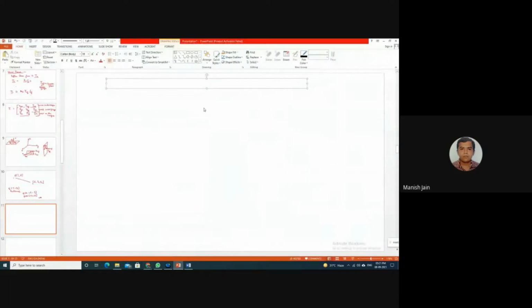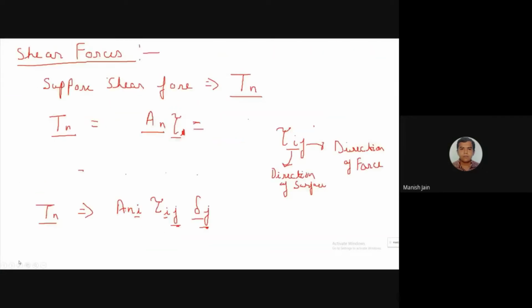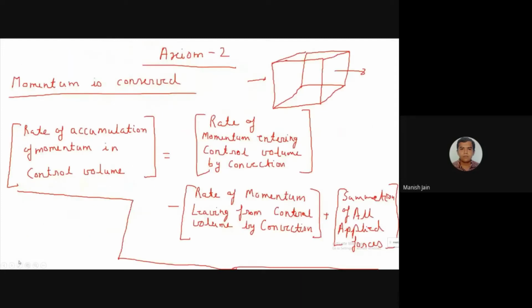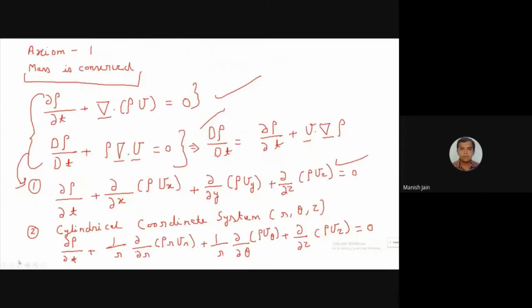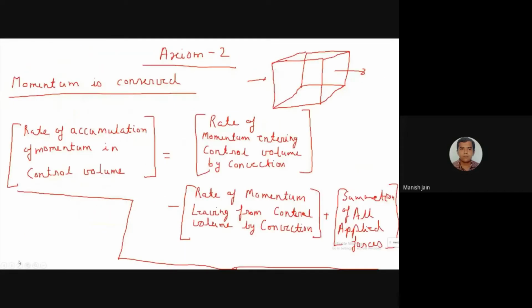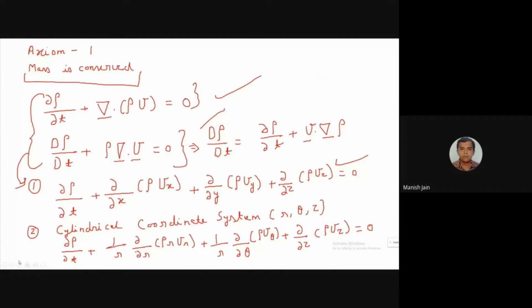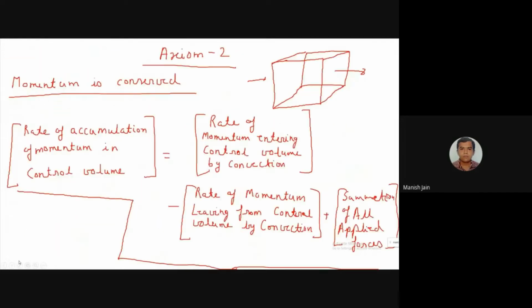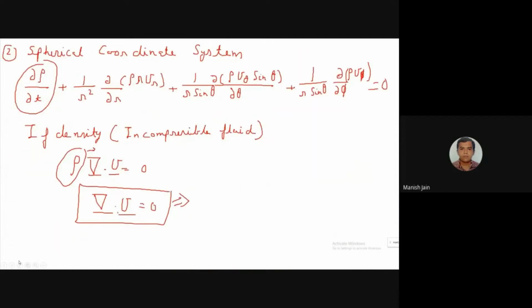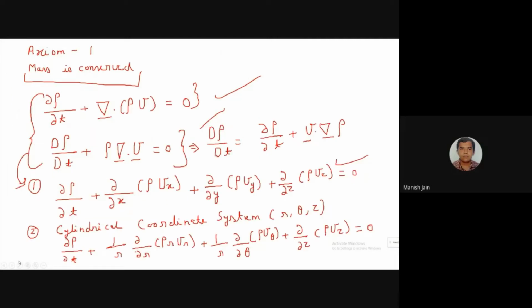So we have studied the basic rules of the transport phenomena for the momentum transport. So what are the basic rules for the momentum transport? It depends upon the two axioms. Axiom one says that mass is conserved, which means mass cannot be created, cannot be destroyed. And when you write this statement in the mathematical form, you will end up with the equation of continuity.